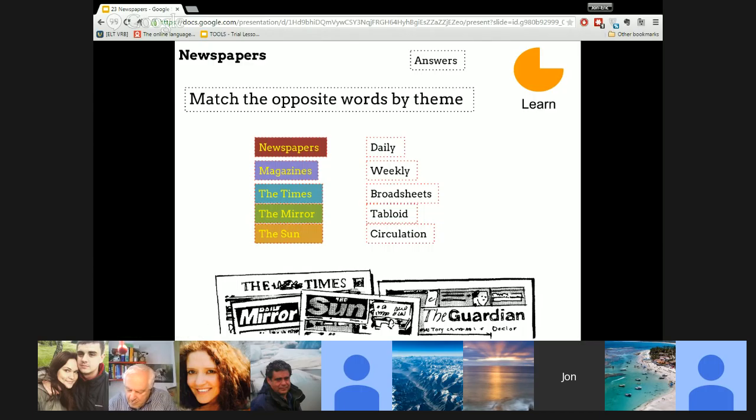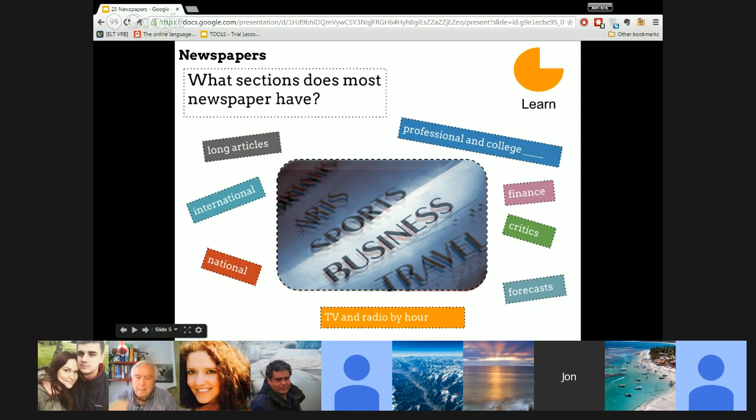Broadsheet, opposite tabloid, okay? That's right. The opposite of broadsheet would be a tabloid. And I've given you the answers on the next page if you want to summarize later. This is slide 4.